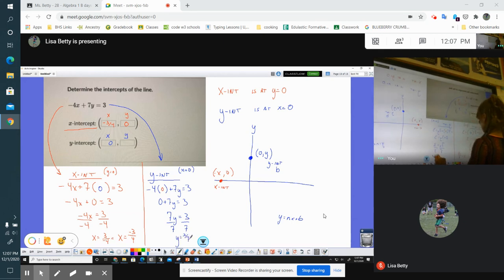And yes, it's an ugly number, but, you know, whatever. It's really a number, and its mother loves it, and it's all good. So that's going to be my y-intercept at x equals 0 and y equals 3 over 7.